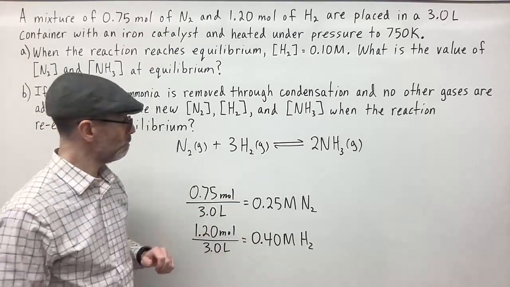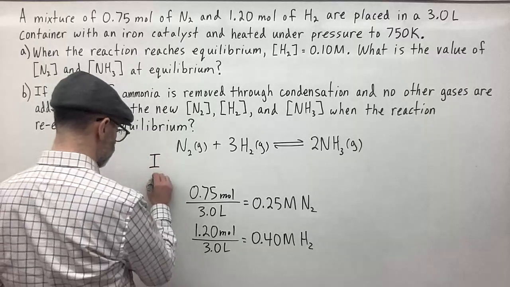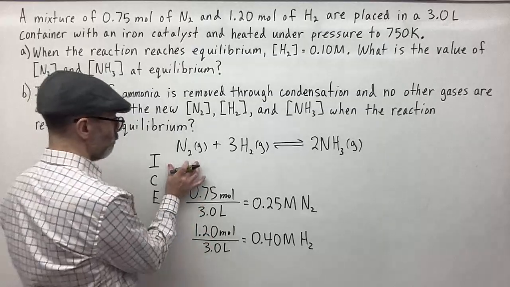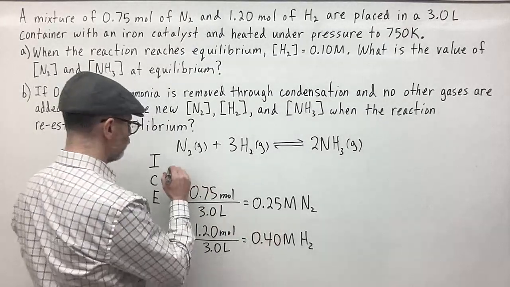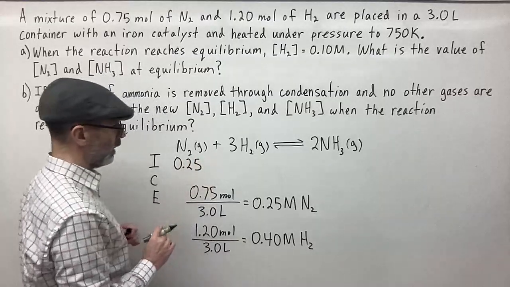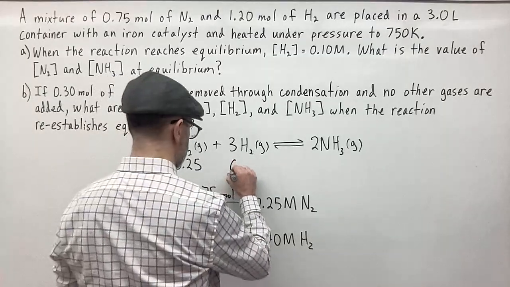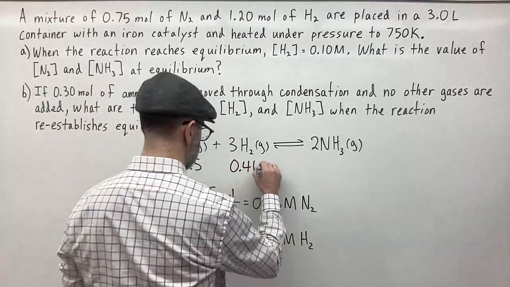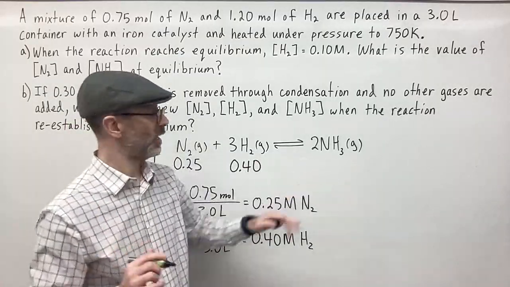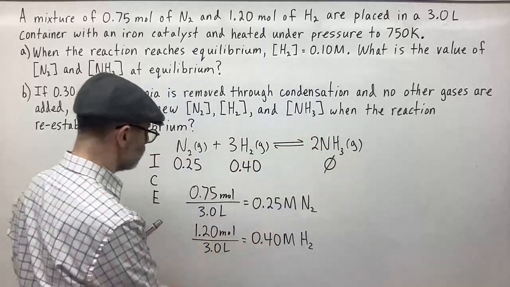Okay, now that we have the initial concentrations of N2 and H2, we can now create our ice table. And so let's go ahead and write this down, ice. And so for the initial, for nitrogen, it was 0.25 molar, so we're going to put 0.25. And then for the hydrogen, the initial concentration was 0.40. And then to start with, we don't have any ammonia, so there's zero amount of ammonia there.